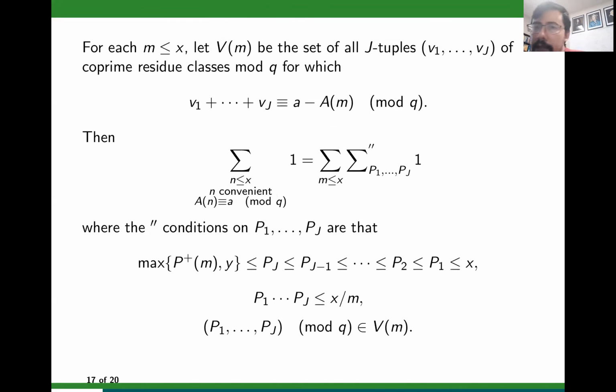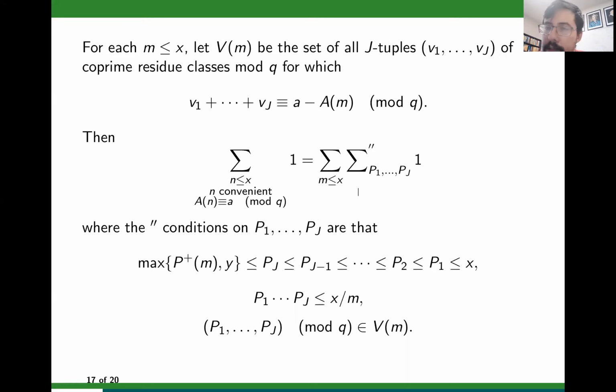Okay, so now let me turn to the numerator and let me try to write that as a double sum in the same way. So now I want to estimate the number of convenient n's up to x for which A of n is in a given residue class modulo q. I'll write that as a double sum on m's and p1 through pj. And now what are my conditions on p1 through pj? Well, I want the same conditions I had before. So the first two lines at the bottom of the slide are the same as on the last slide. But now I need A of n to end up being congruent to little a mod q.